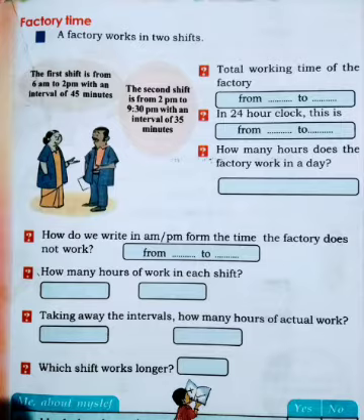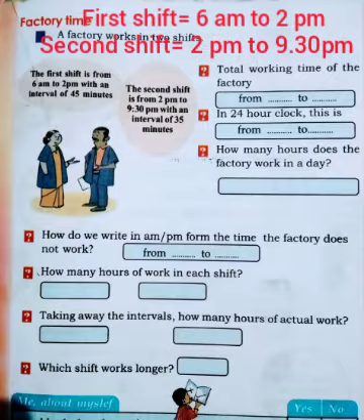First shift is from 6 a.m. to 2 p.m. and the second shift is from 2 p.m. to 9:30 p.m. First question is the total working time of the factory. We want to find the total working time of the factory from dash to dash. Okay, starting time and ending time of the factory working in a day.